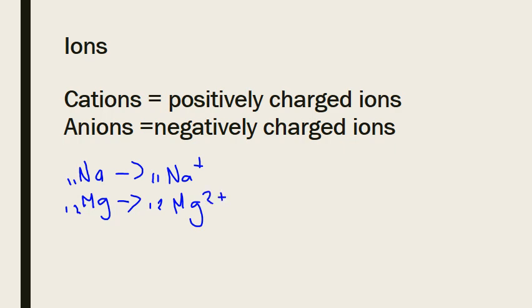Now, examples of anions. For example, we have chlorine. Chlorine normally has 17 protons or electrons in a neutral atom. Now, chlorine normally gains an electron, so it becomes an anion. When it gains an electron, we've got this negative charge. So normally we represent it as a minus on the top, just shown like this.